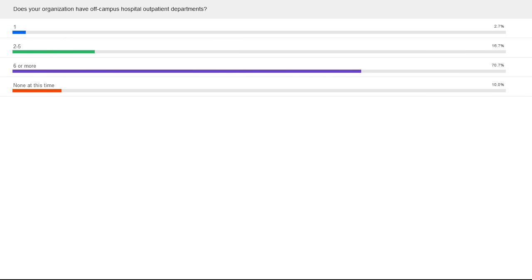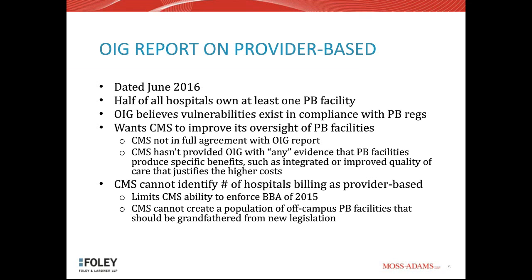All right, thank you, Emily. 6 or more. We know a lot of clients that have many more than 6, and they're just trying to get a handle on all the locations. So I'm going to go over what the OIG discussed in the provider-based report. It's dated June 6th, last month, just 1 month before CMS publishes the calendar year 2017 OPPS rules on what they want to do with provider-based entities. So like Larry said, I think CMS did implement some of these things.